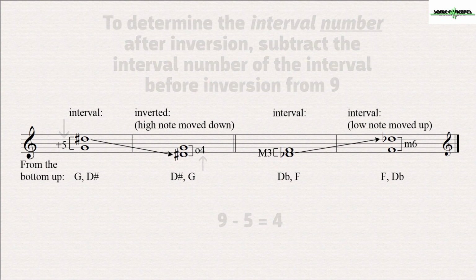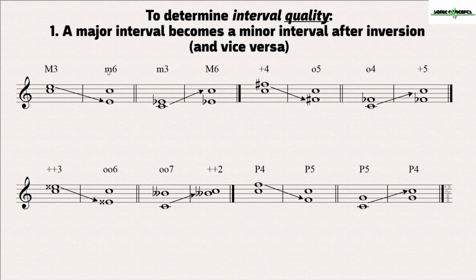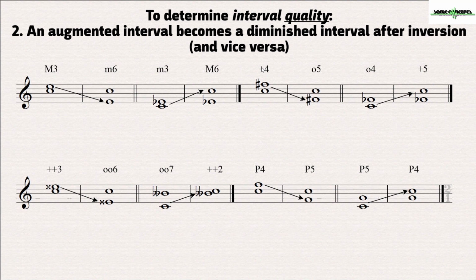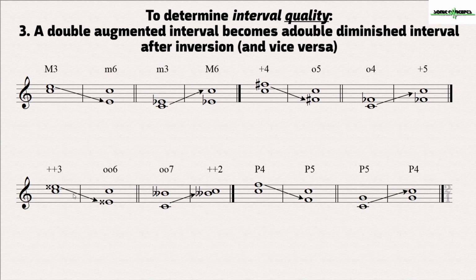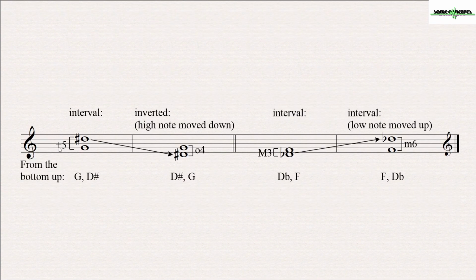To determine the interval quality, the following rules must be observed. 1. A major interval becomes a minor interval after inversion, and vice versa. 2. An augmented interval becomes a diminished interval after inversion, and vice versa. 3. A double augmented interval becomes a double diminished interval after inversion, and vice versa. 4. Perfect intervals remain perfect after inversion. Notice how an augmented interval becomes diminished after inversion, and also notice how a major interval becomes minor after inversion.